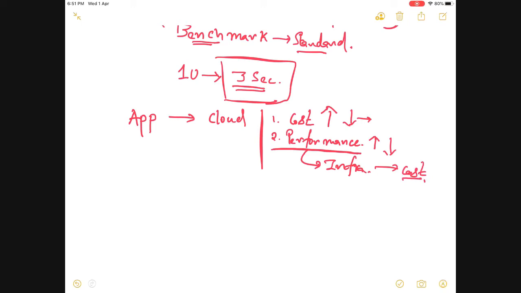So based on my performance, I can decide how much infrastructure I need, and based on that I can have a prediction on the cost. So that is why performance prediction is very, very important. So how is this actually going to happen?